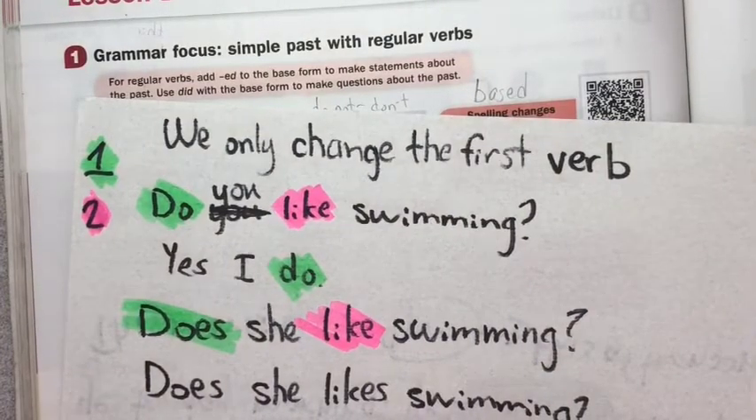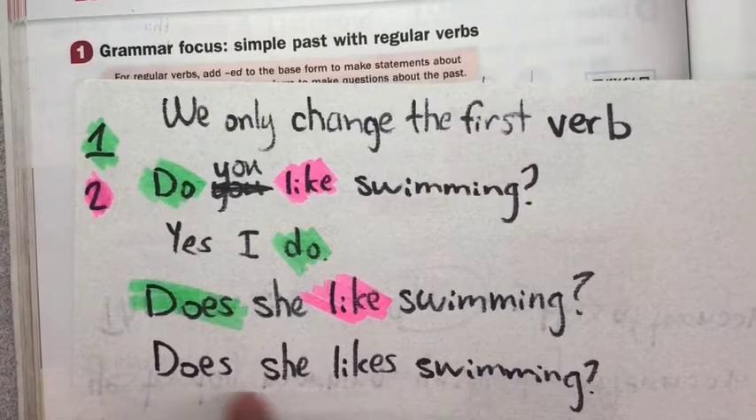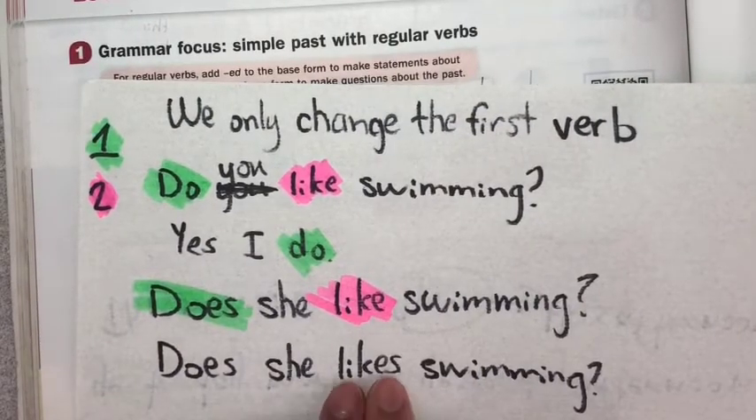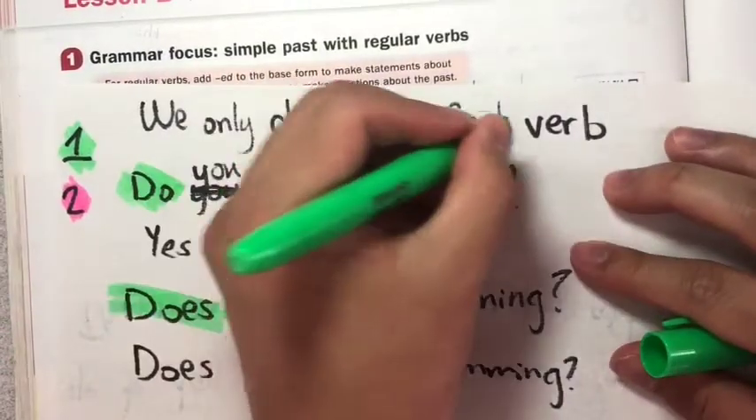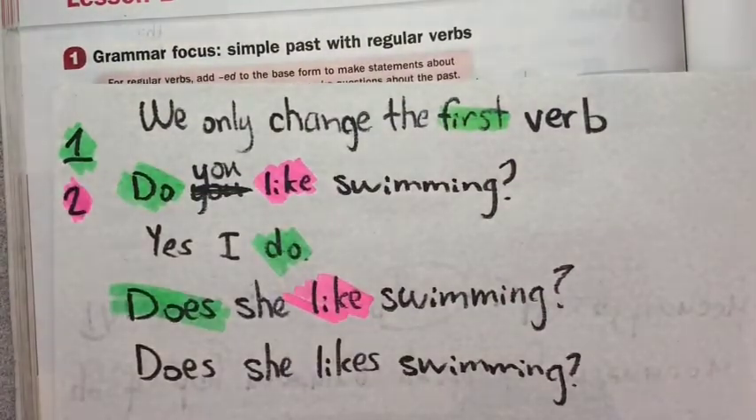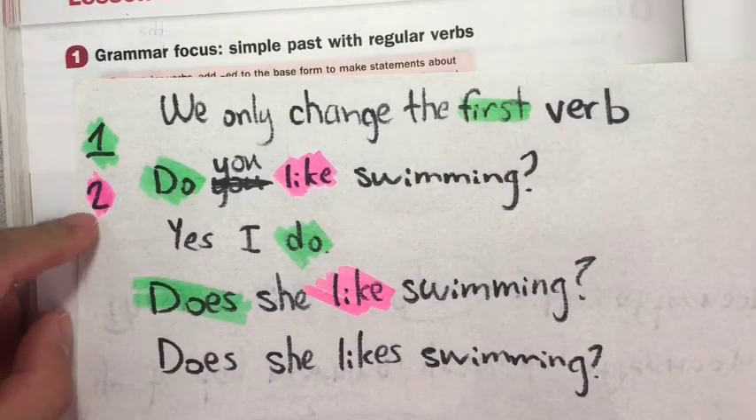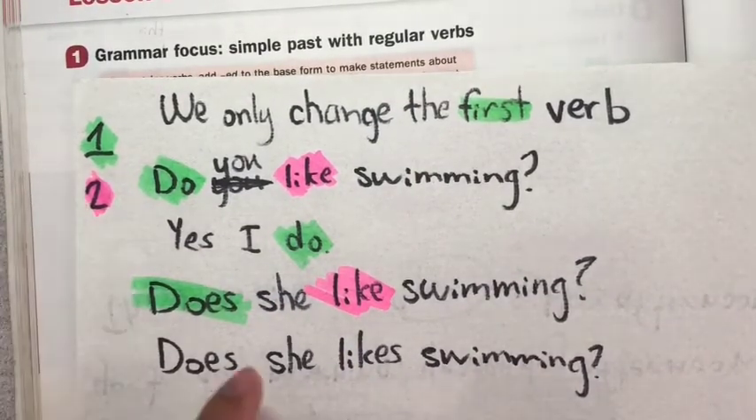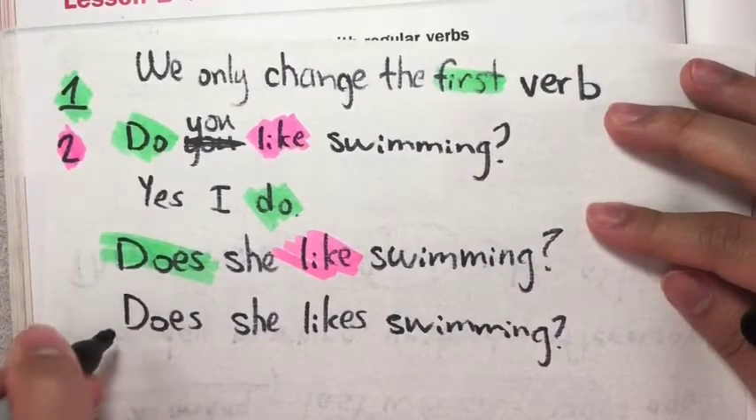Does she likes swimming? This is incorrect. This sentence is wrong because we only change the first verb. The second verb, we do not change it. So this sentence is incorrect. It's wrong.